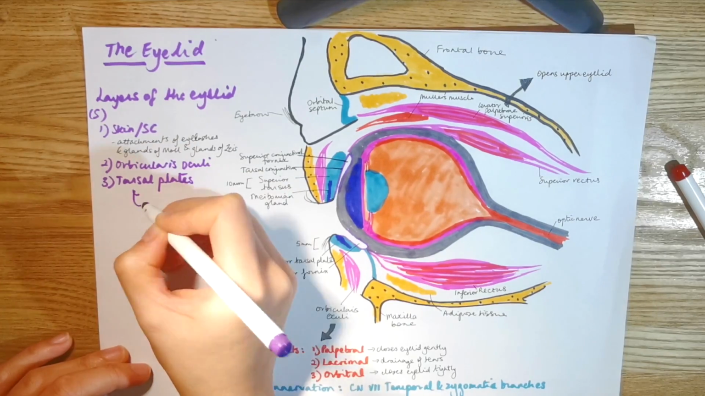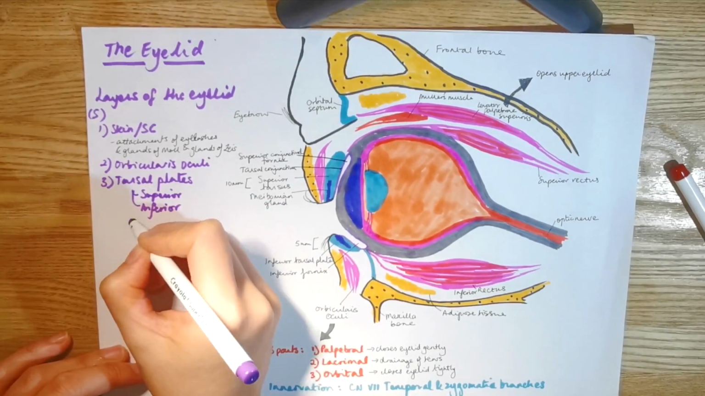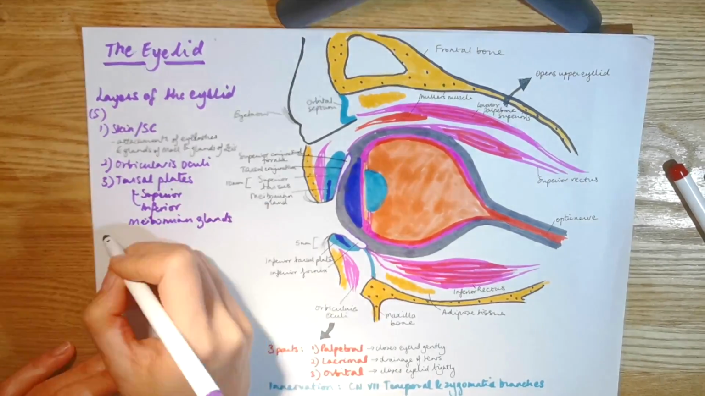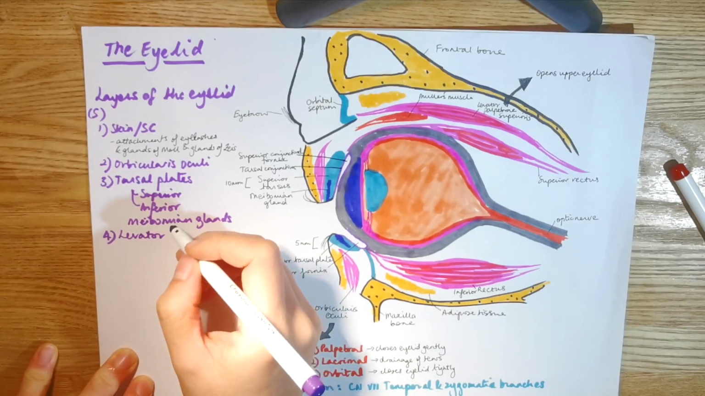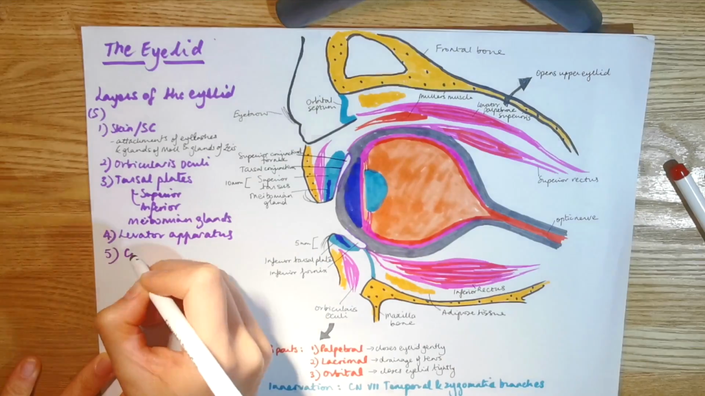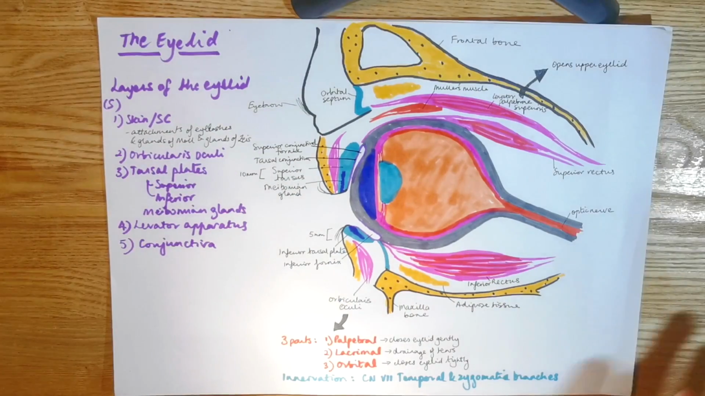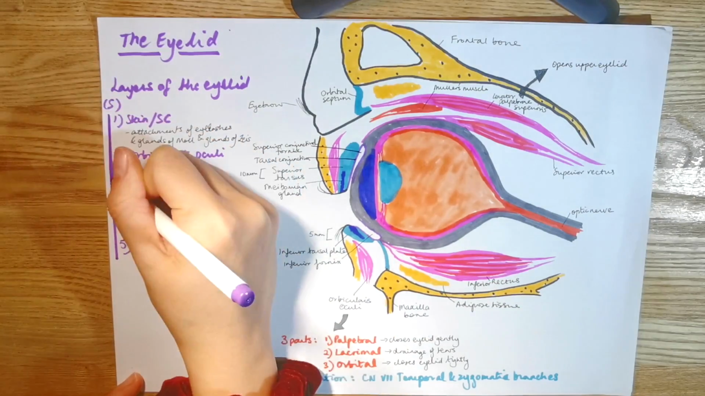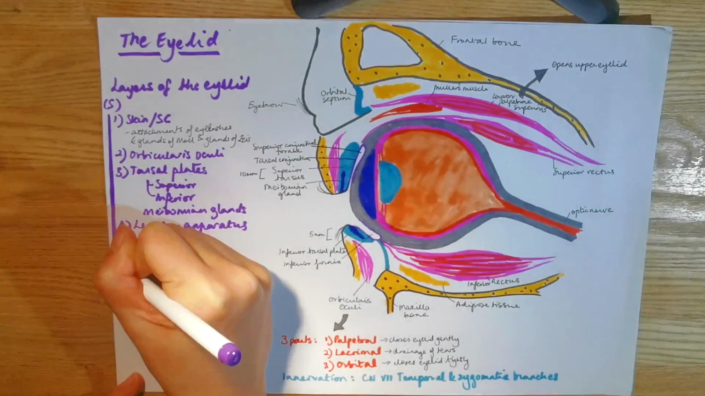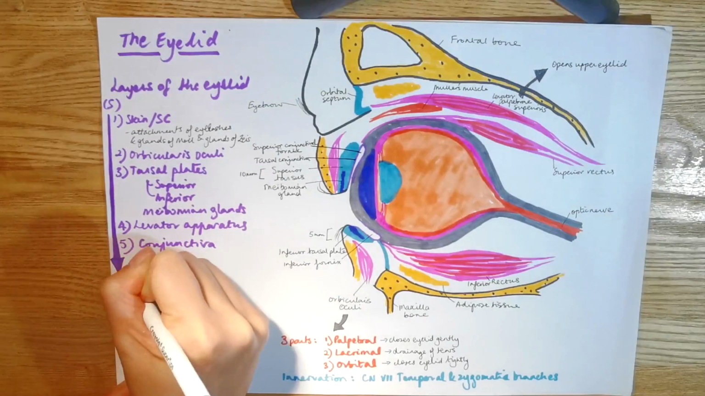And then the next layer is the orbicularis oculi muscle that we talked about before, and then it's the tarsal plates with superior and inferior tarsus, and also this includes the meibomian glands. And then the fourth layer is the levator apparatus, and lastly the conjunctiva. So these are the 5 layers of the eyelid, from the most superficial to the deepest.